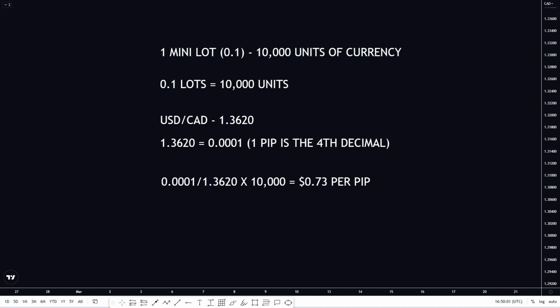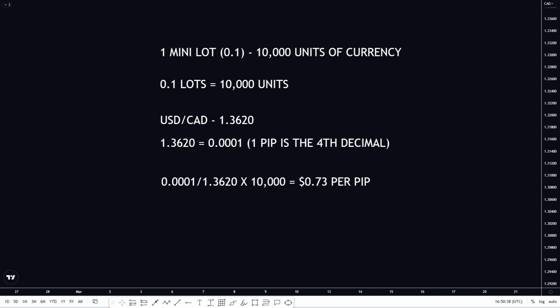And we're going to divide that by the current value of the dollar CAD. So say, for example, the current value of dollar CAD is 1.3620. We're going to be taking 0.0001 and dividing that by 1.3620. Now, if you do this, we then want to times it by the actual lot size we're trading, and we want to be looking at the actual units of currency that we're representing. So because we're putting on this 0.1 lot trade, we know that that is 10,000 units. So then we're going to take that sum and times it by 10,000.